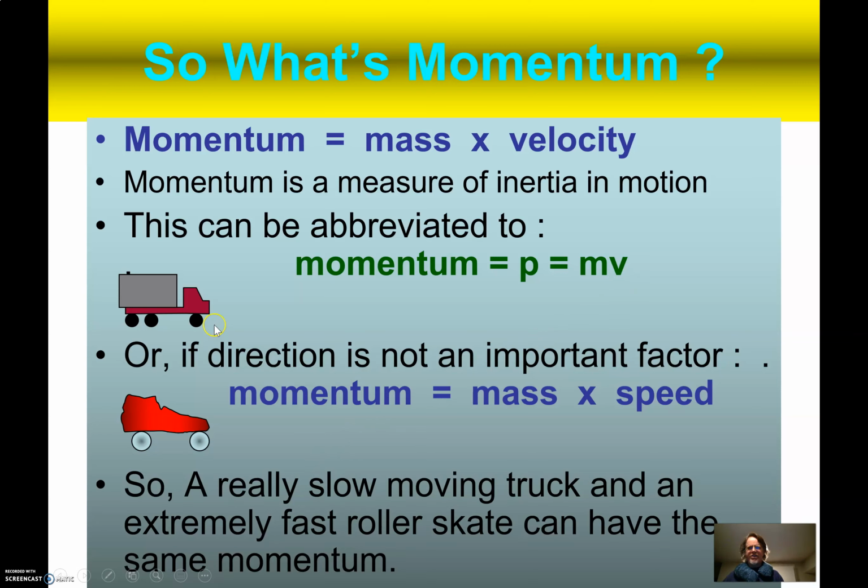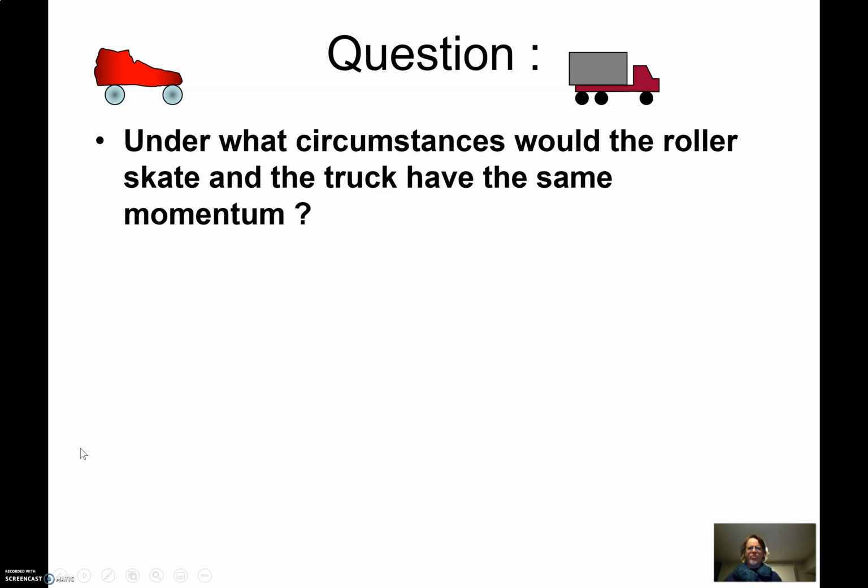So the point is, you can have a really large truck and a skate. Can they possibly have the same momentum? Well, sure, if they're not moving, they both have zero momentum. Or if the truck is moving really slow and the skate's moving really fast, it turns out, yes, they can actually have the same momentum. Isn't that special? So the question: under what circumstances would a roller skate and truck have the same momentum?